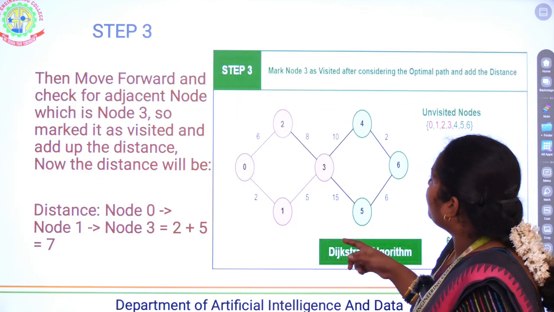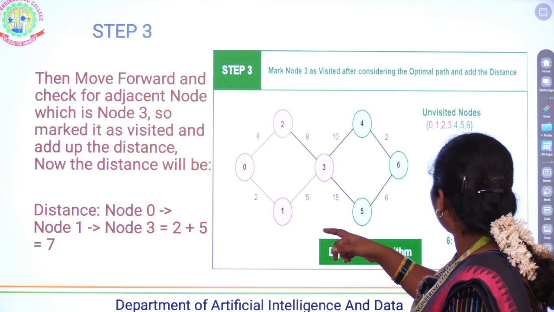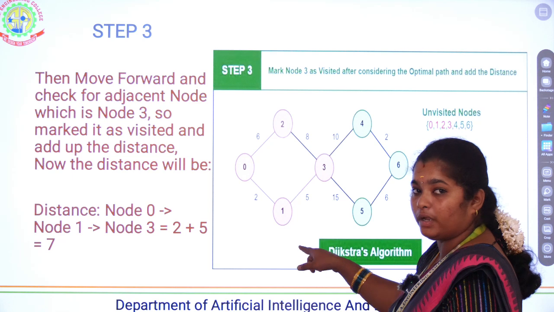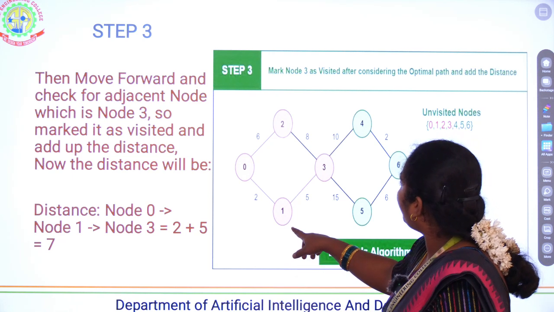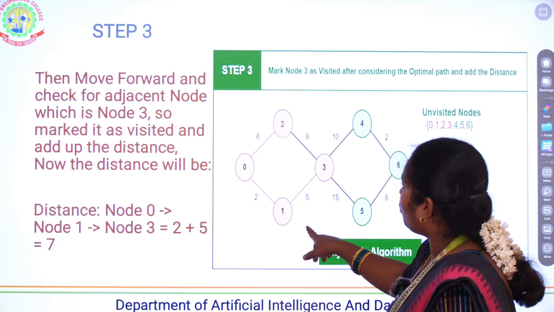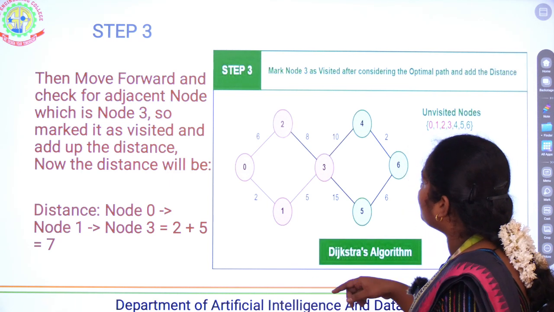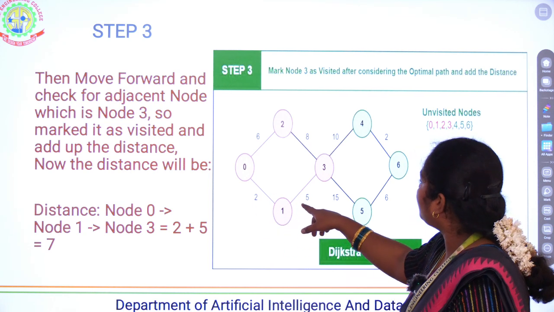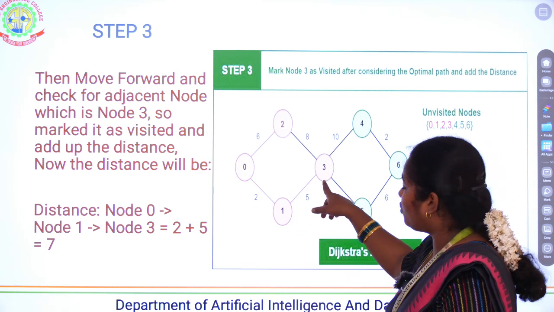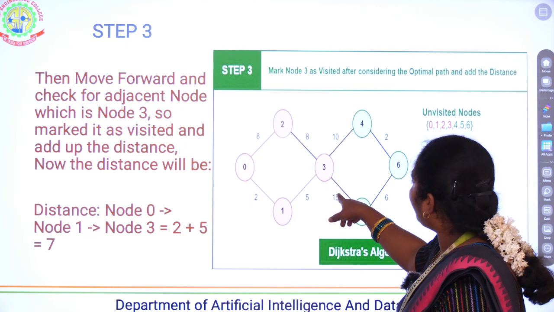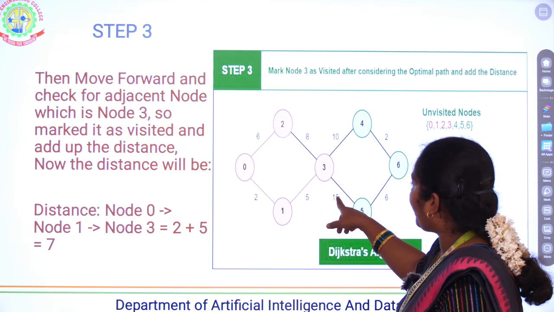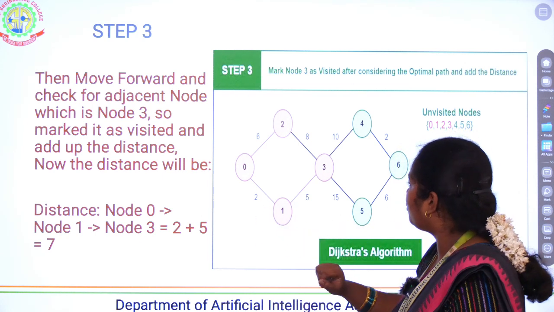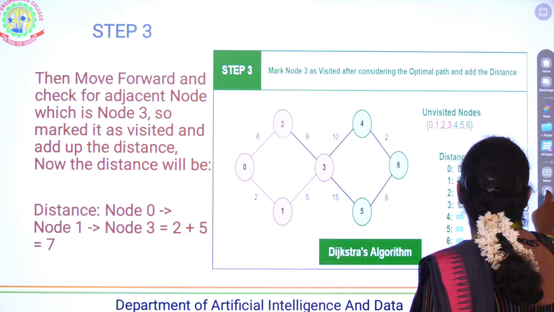In the next step 3, we are going to move forward. We marked 1 as a visited node in the previous step, so we take the next path from node 1, then move forward and check the adjacent node, which is node 3. We have already completed 0, 1. Next, the node is 3. We mark it as a visiting node and calculate the distance. We get 5 plus 2, which is equal to 7, from 0 to 1 to 3.